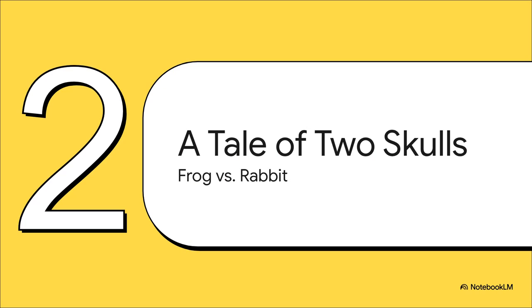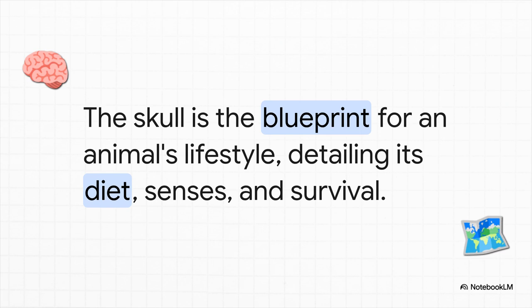To really get this, we're going to look at two main characters, the frog and the rabbit. One's an amphibian, living between water and land, and the other is a master of running around on the ground. Their skeletons are going to take us down two totally different evolutionary paths, and the very first chapter starts with the skull.